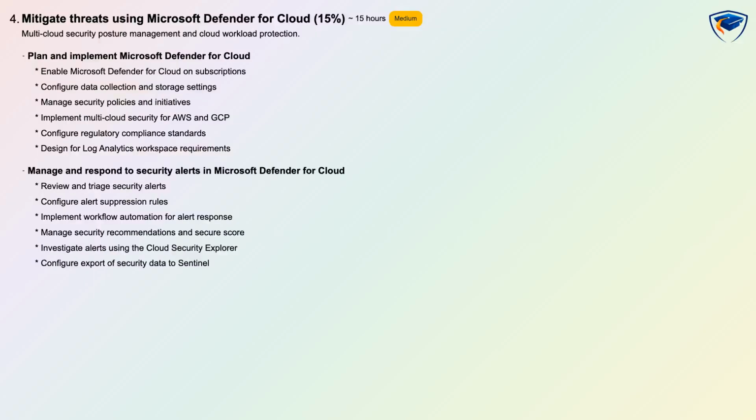Mitigate threats using Microsoft Defender for Cloud is 15% of the exam and focuses on multi-cloud security posture management and cloud workload protection. This medium difficulty domain recommends around 15 hours of study and includes both hands-on and conceptual assessments. You will enable Defender for Cloud on subscriptions, configure data collection and storage, manage security policies and initiatives, and implement multi-cloud support for AWS and GCP while aligning regulatory compliance standards.